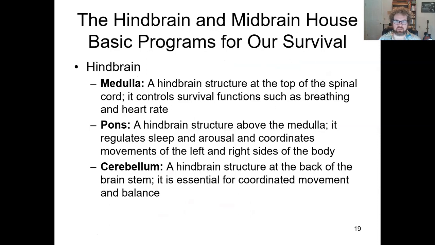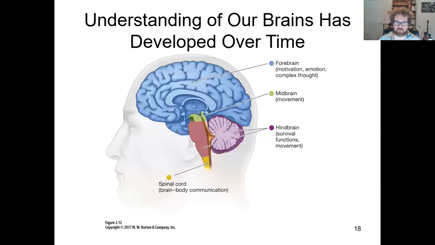The medulla is the hindbrain structure at the top of the spinal cord. It controls survival functions such as breathing and heart rate. These are autonomic processes. You also have the pons, which is above the medulla, and it regulates sleep and arousal cycles. It also coordinates the movements of the left and right sides of the body, so that's a very important function. And then you have the large structure of the cerebellum, which is located directly behind the brainstem, and it is essential for coordinating movement. So the three major structures of the hindbrain are the medulla, the pons, and the cerebellum, and you see those shown here.